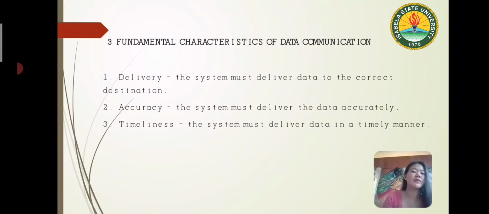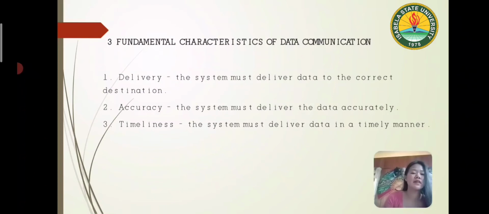There are 3 fundamental characteristics of data communication, namely first, delivery. The system must deliver the data to the correct destination. The data must be delivered by the intended device or user, and only by that device or user. Second, accuracy. The system must deliver the data accurately. The data that have been altered in transmission and left uncorrected are unusable.